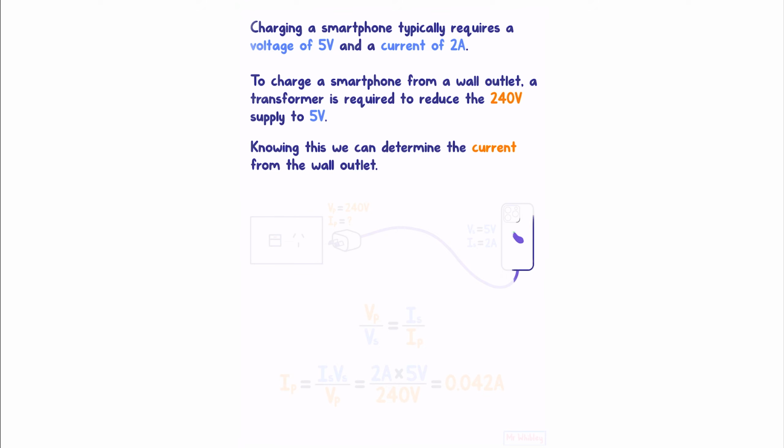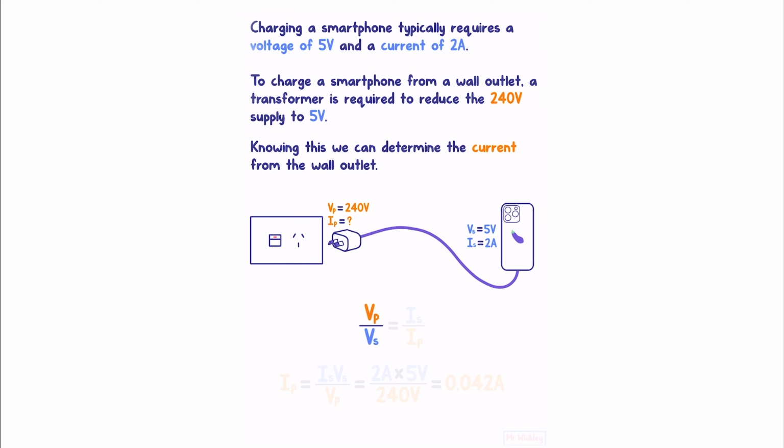And so we're wanting to charge our eggplant phone, and it requires a voltage of 5 volts, and we want a current of 2 amps. To do this, we're using a wall outlet, which produces a voltage of 240 volts and a current which we don't currently know. To find this current, we can recall that the ratio of the voltages is equal to the inverse ratio of the currents. Solving this for our primary current, putting our numbers in, gives us 0.042 amps.